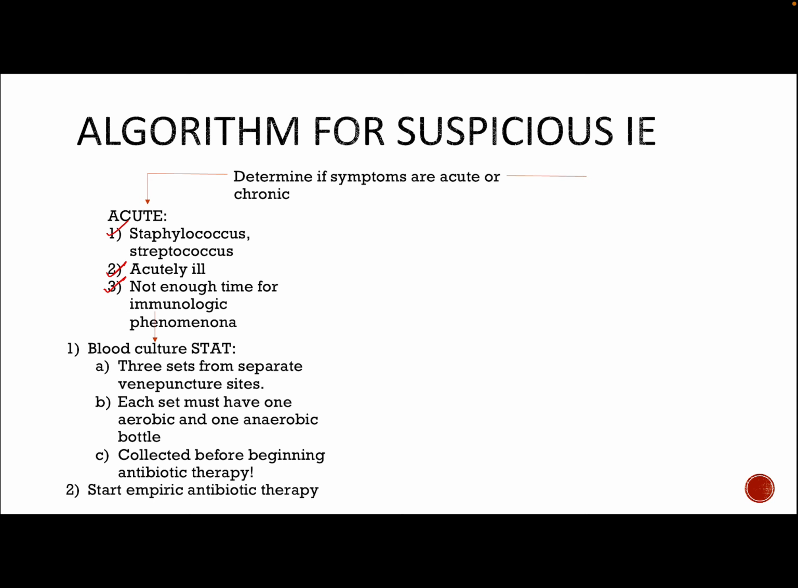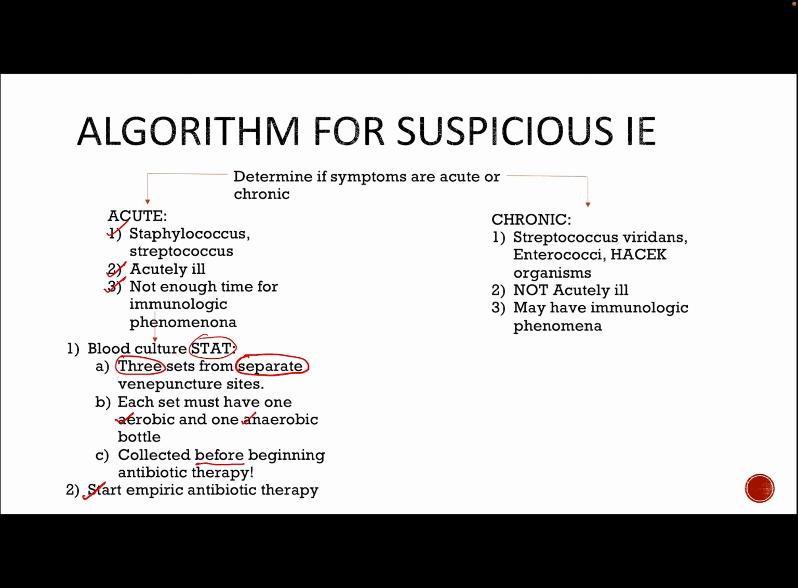So what we do next is we take a blood culture stat. And how do we take the blood culture? This is important. We take 3 sets from separate venipuncture sites. 3 sets, and they should be from separate venipuncture sites. Each set must have 1 aerobic and 1 anaerobic bottle, and blood cultures have to be collected before you begin antibiotic therapy. And after we collect the blood culture, we will start empiric antibiotic therapy.